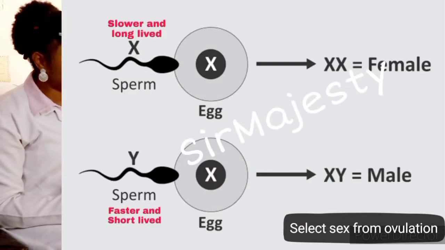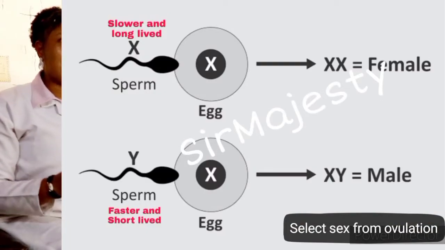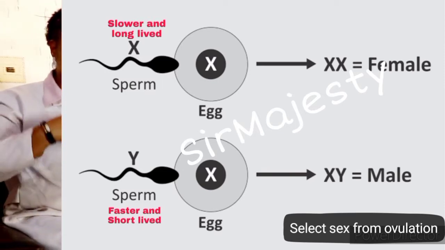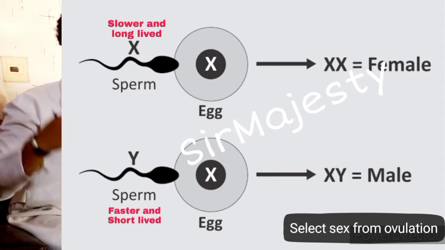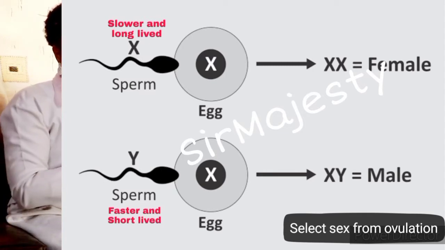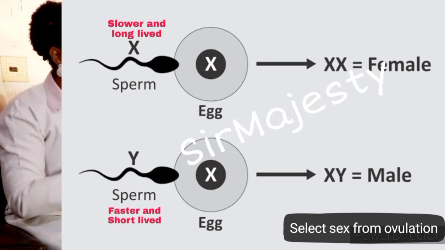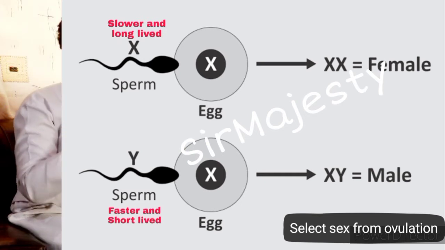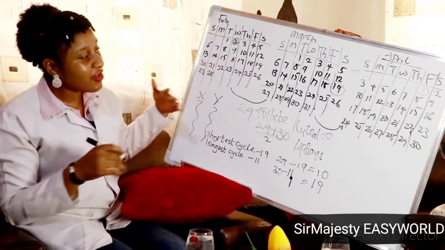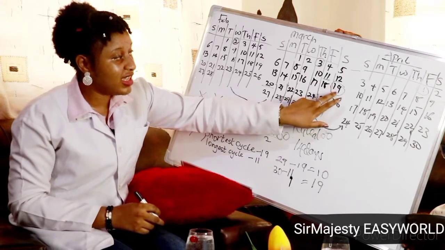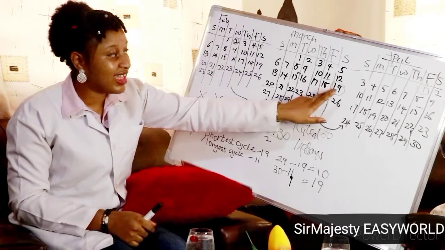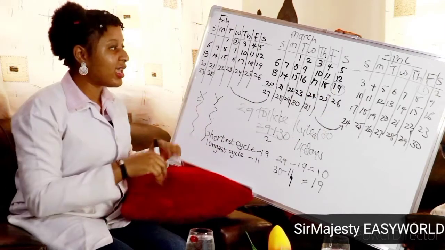Unlike the X-containing sperm, which form the female children, they are not as fast as the Y-containing sperm, but they last longer than the Y-containing sperm. So they have a longer life. Now this will take us to the principle of sex selection based on the timing of sex. So if I know my ovulation is around here, normally the egg won't last long anyway. So it's just one day. We just have this 19th to do all we can with that egg.